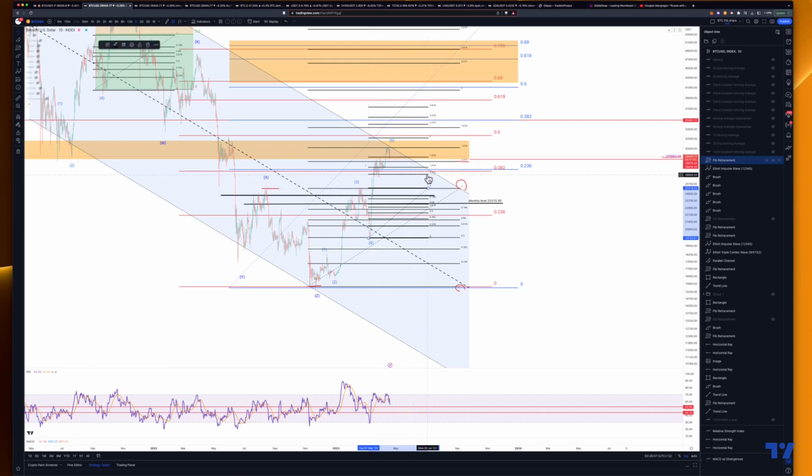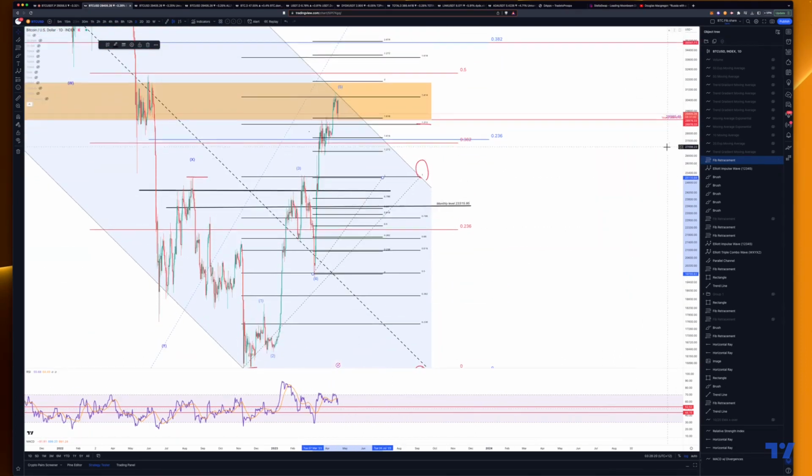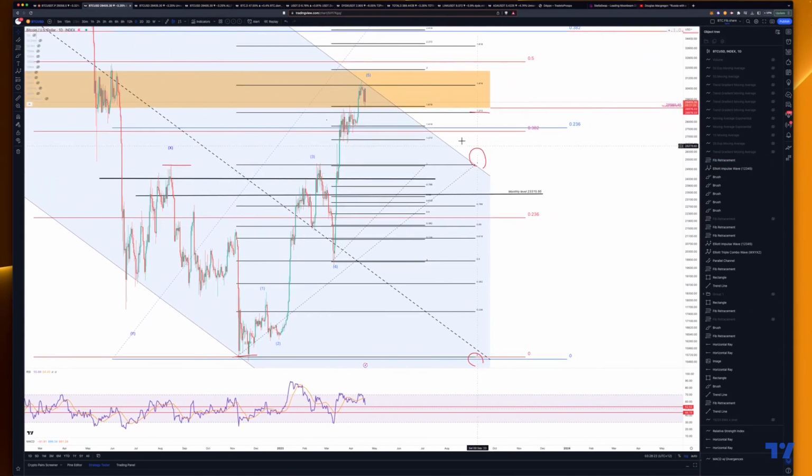You can see the 1.272 acting as support. 1.618 is acting as support. You could probably just adjust a bit just to make it aligned. Give or take a bit. You can see that, right? Now, see the complexity.